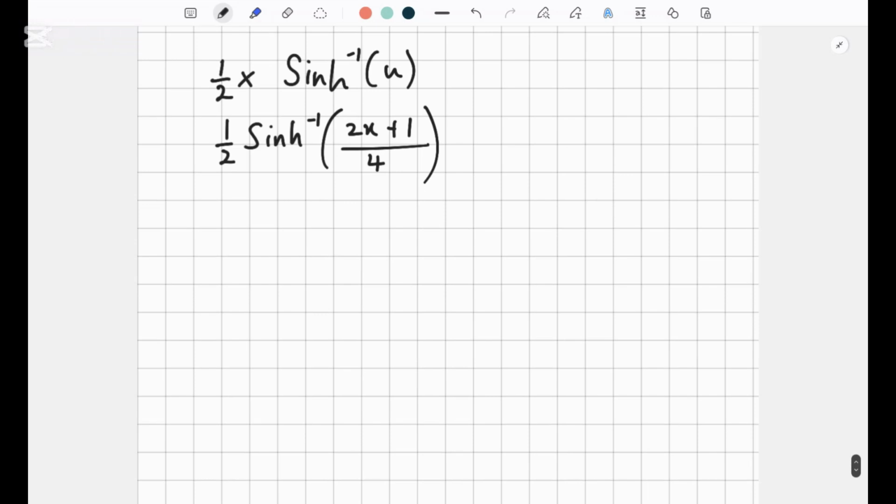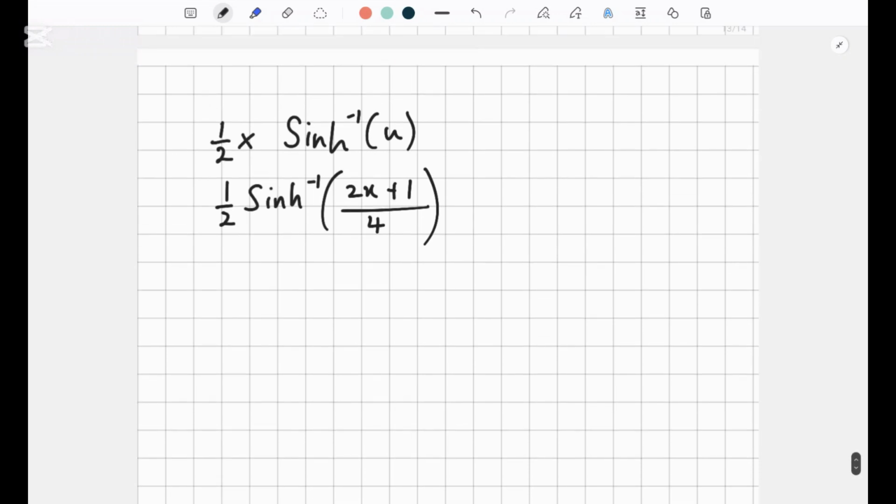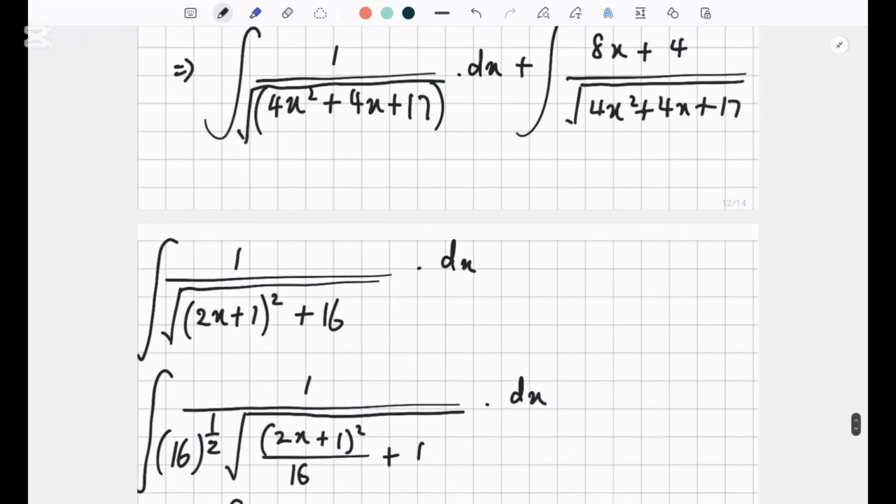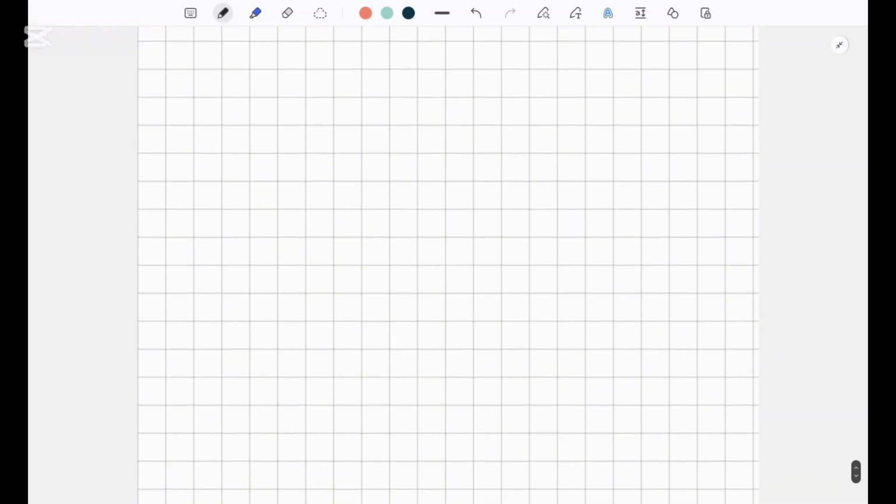So this is pretty easy, right? Not that complicated. If you differentiate this, you should get the integrand we had. We leave this aside for now, and then let's focus on our other integration.